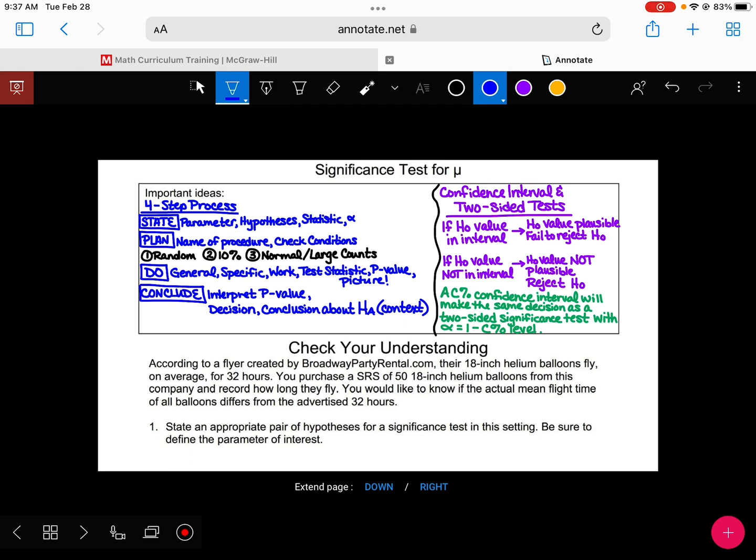In your conclude step, you interpret your p-value. Give your decision, either reject the null or fail to reject the null, and why. And then what was your conclusion about the alternative hypothesis in context? We have convincing evidence for, and then name what your alternative hypothesis was. Or we do not have convincing evidence for the alternative hypothesis.